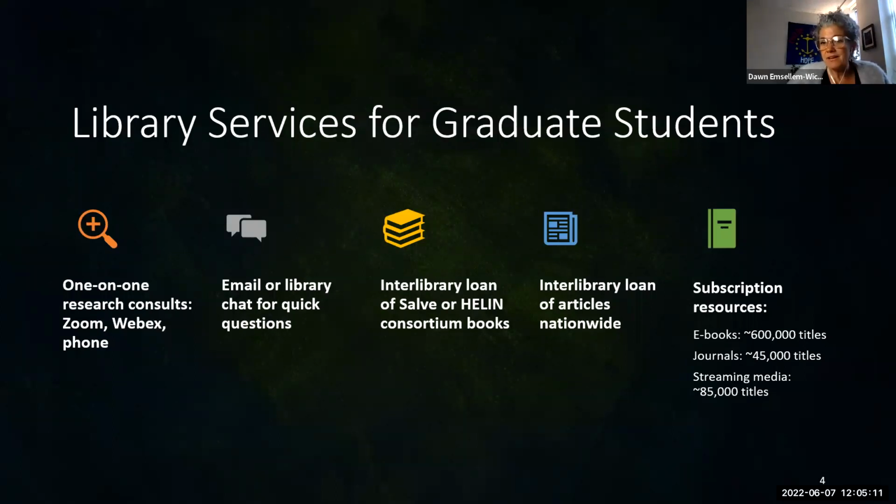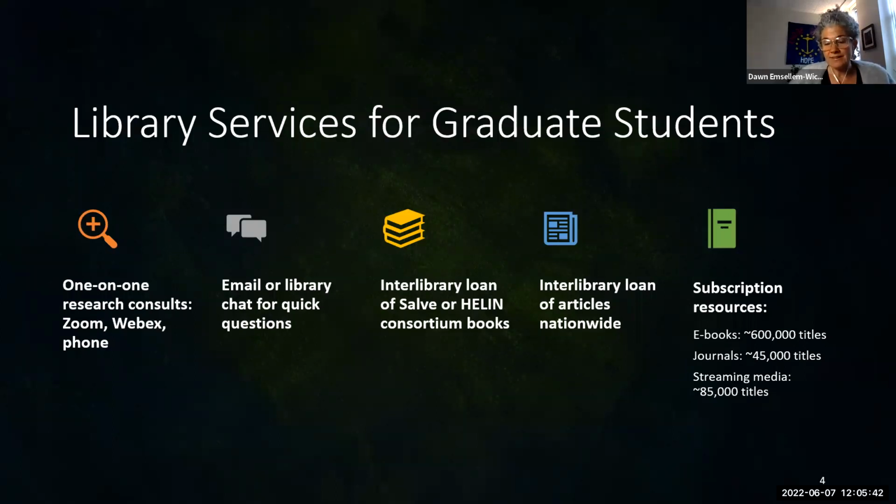We have email, as I said, library chat, and I'll show you where that is on the library homepage. We can interlibrary loan Salve or Helen Consortium books. A little point for that is that we send them book rate. So if you're far away from Newport, Rhode Island or international, it may take longer than your loan period to get to you. So we don't tend to do those, but we can scan chapters.